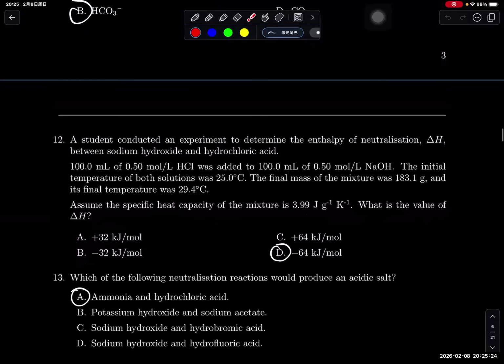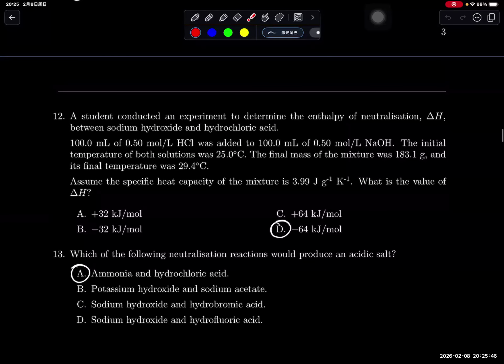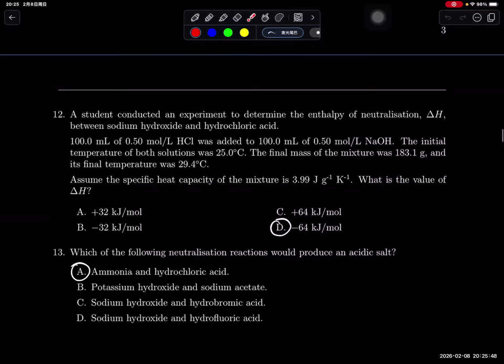Question 12. A student conducts an experiment to determine the enthalpy of neutralization, delta H, between sodium hydroxide and hydrochloric acid. 100 mL of 0.5 mol per liter hydrochloric acid was added to 100 mL of 0.5 mol per liter sodium hydroxide. The initial temperature of both solutions was 25 degrees Celsius. The final mass of the mixture was 183.1 grams, and its final temperature was 29.4 degrees Celsius.